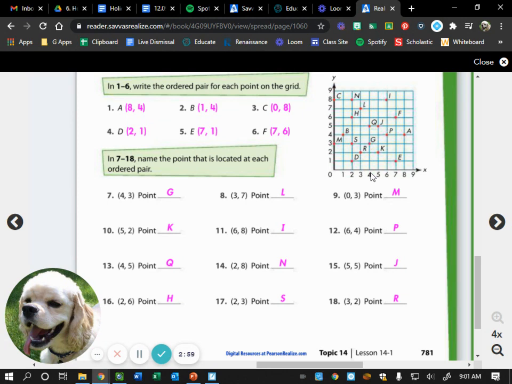Yeah, because if there was an uppercase G coordinate and a lowercase g coordinate, I would take it as the lower g coordinate if you wrote a lower g. All right, then 8, 3, 7, 3 on my x-axis, 7, 1, 2, 3, 4, 5, 6, 7 on my y-axis, capital L. Number 9, 0, 3, 0, then up 1, 2, 3, I have M, capital M. Finally, 17, 2, 3, 1, 2, 1, 2, 3, S, capital S.